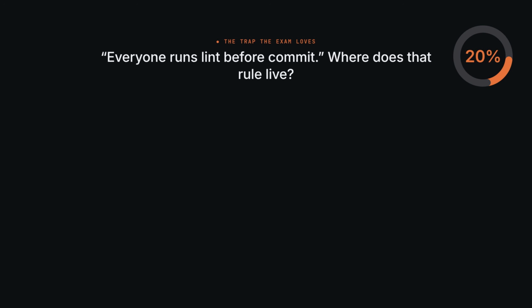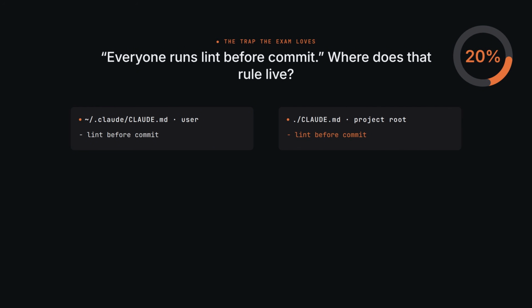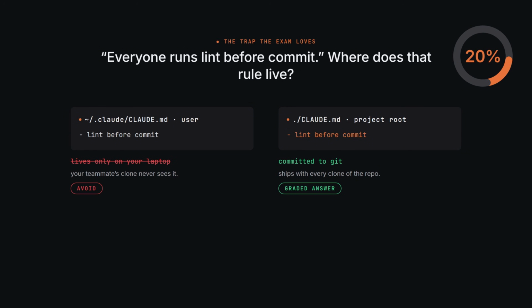The exam loves to ask where the rule that everyone must run lint before commit should live. The answer is the project file at the repo root. Putting it in your user file means your teammate's clone never sees it.